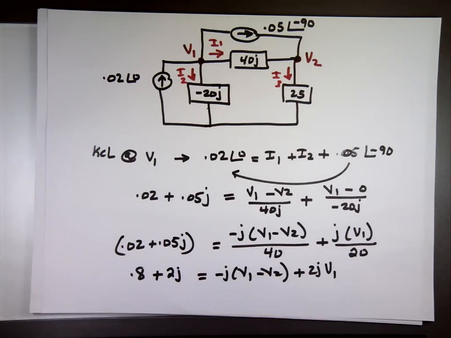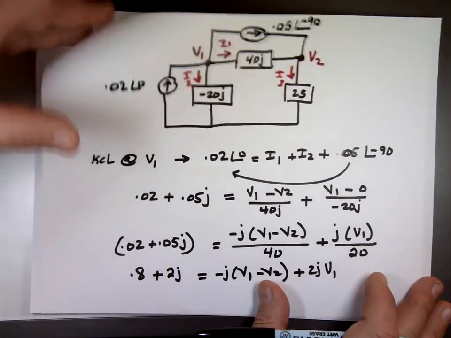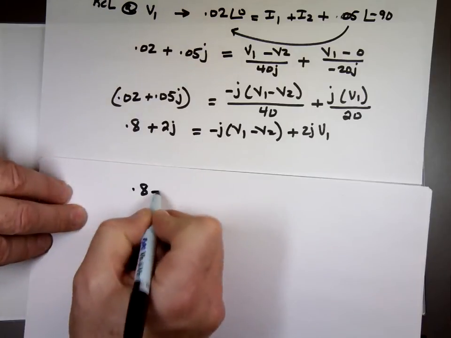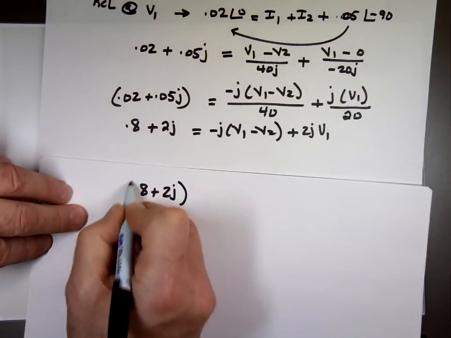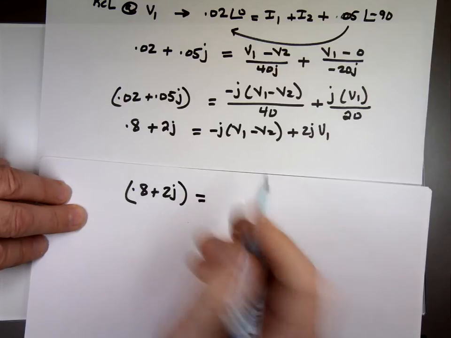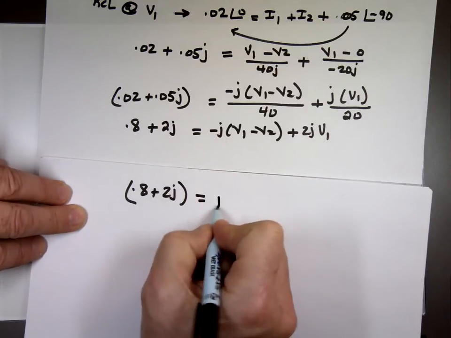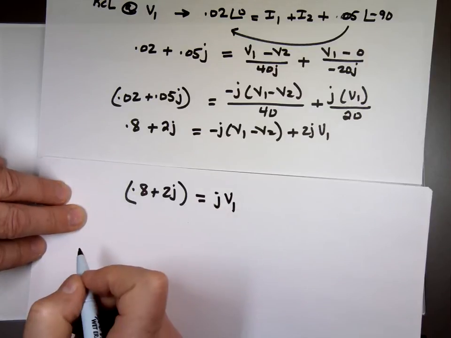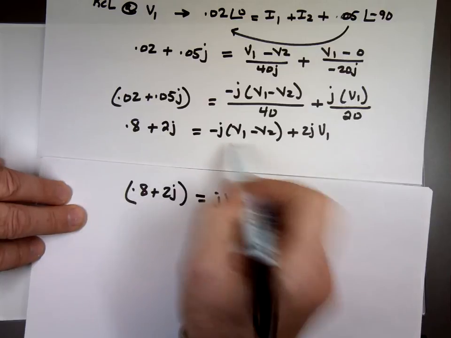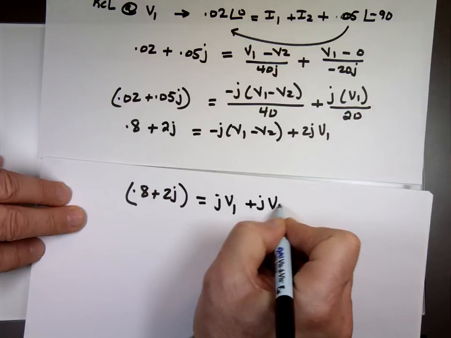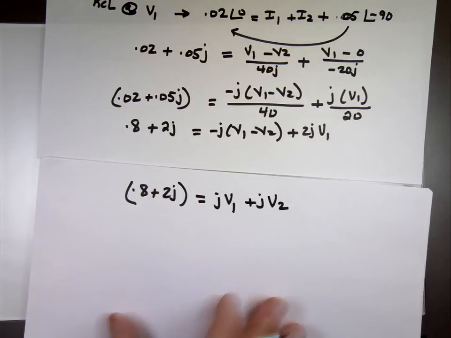Clean that. For V1, what do we have? 2j and minus j will make it what? Plus j. And this is plus jV2. That's the first equation.